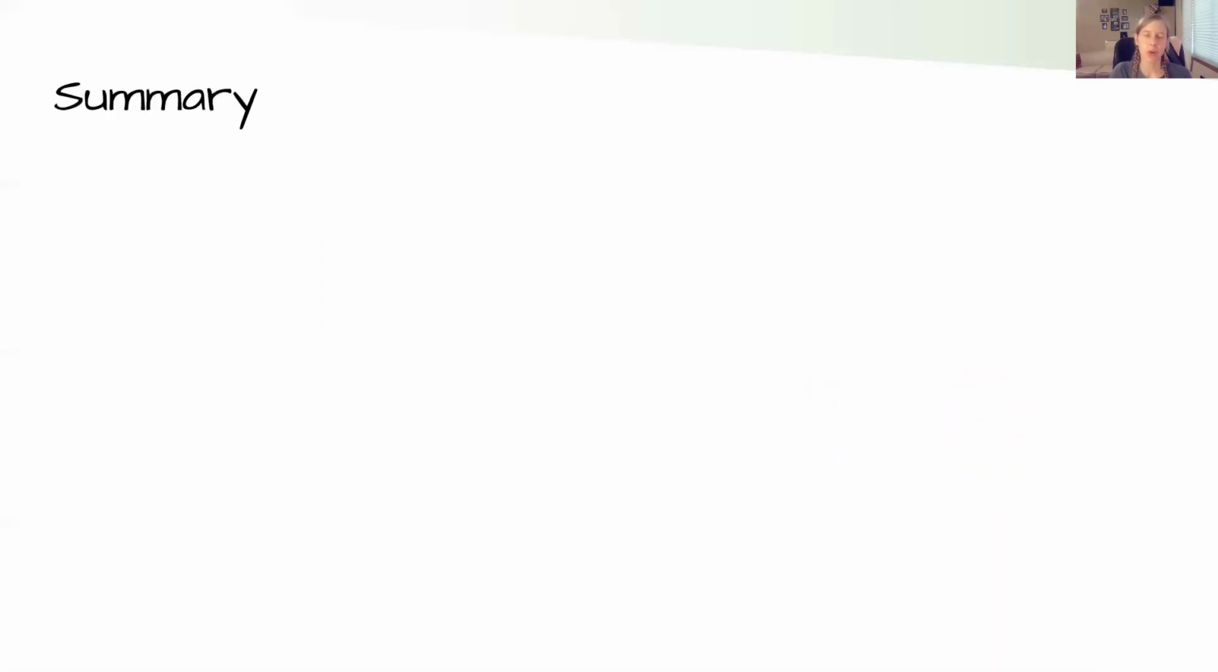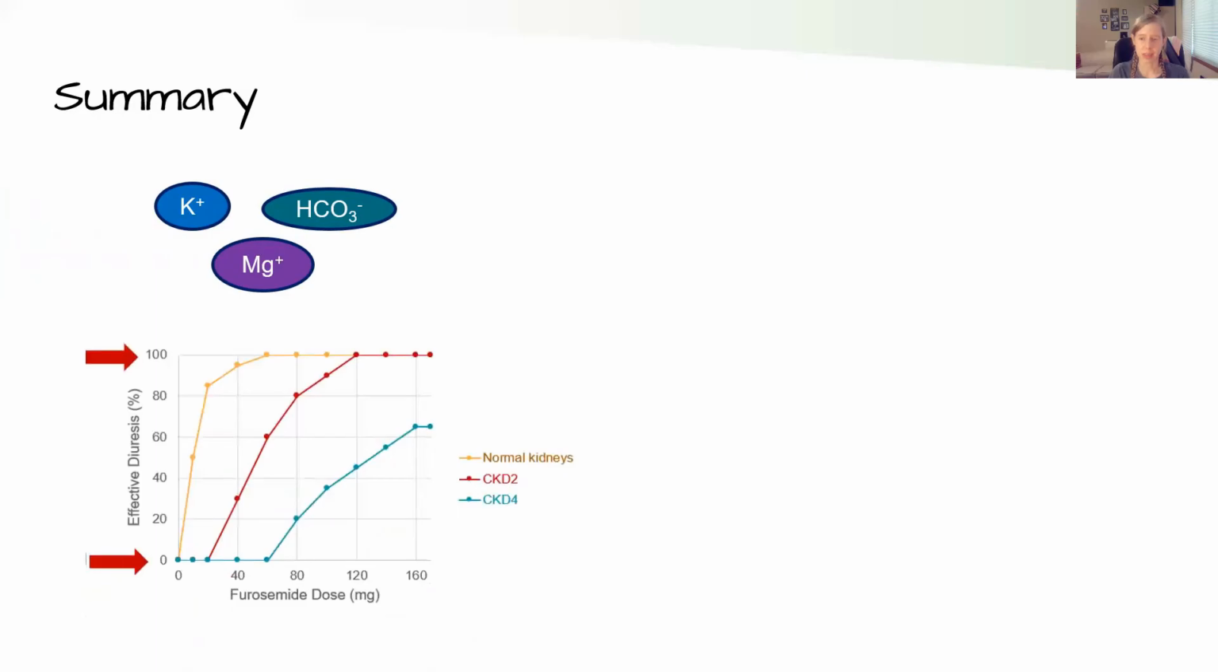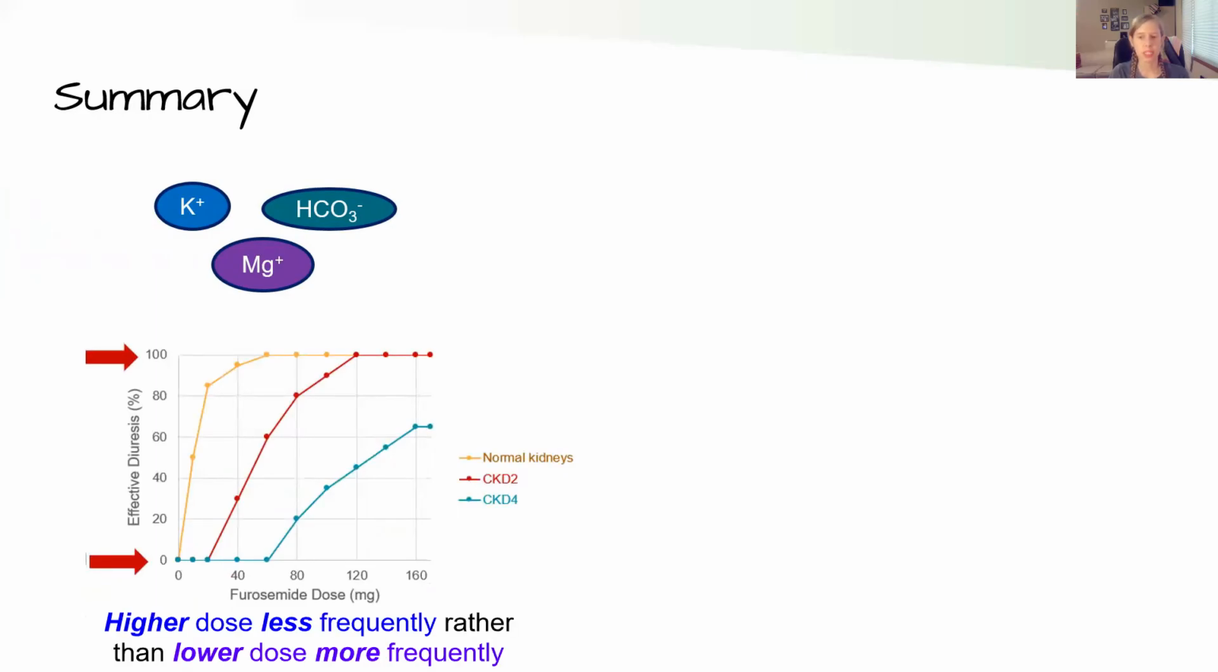So in summary, when you're giving a patient aggressive IV diuresis, really make sure to watch those electrolytes and replace them aggressively. Loop diuretics have both a threshold and a ceiling effect. So when you're choosing a dosing regimen, choose to dose more at once rather than less at multiple times. And be aware that you have to breach that threshold for a patient.